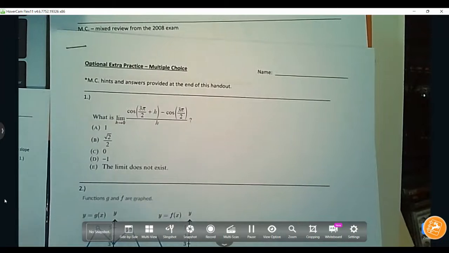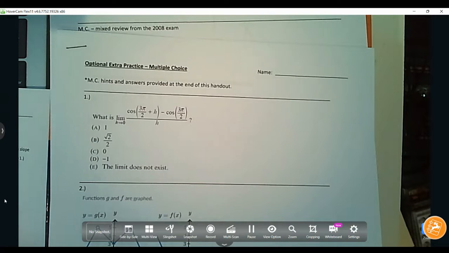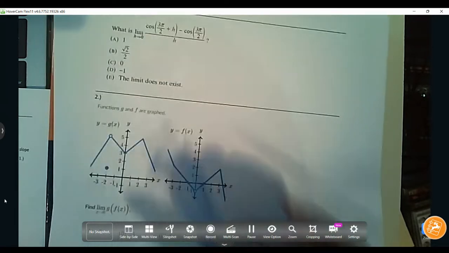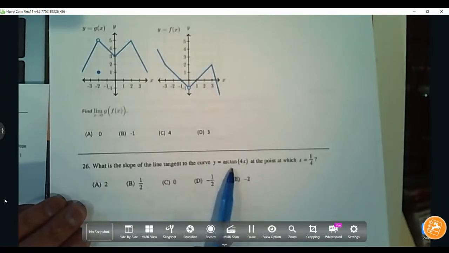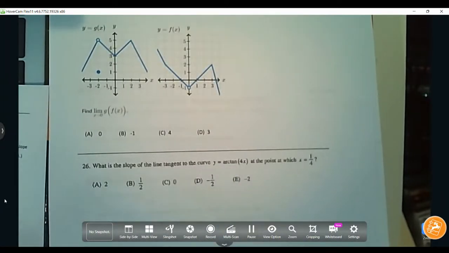This one that says optional extra practice multiple choice, it's possible that not everyone wants to do it. You only want to do this if you're feeling very confident with everything else we're doing and you're really going for that 5, because this is review of a few topics that you may not remember. For example, inverse trig functions. To be honest, inverse trig functions are probably likely to show up exactly once on the exam.